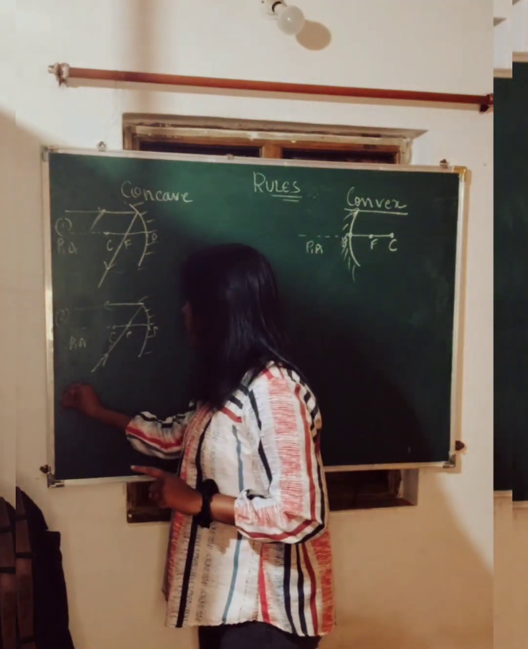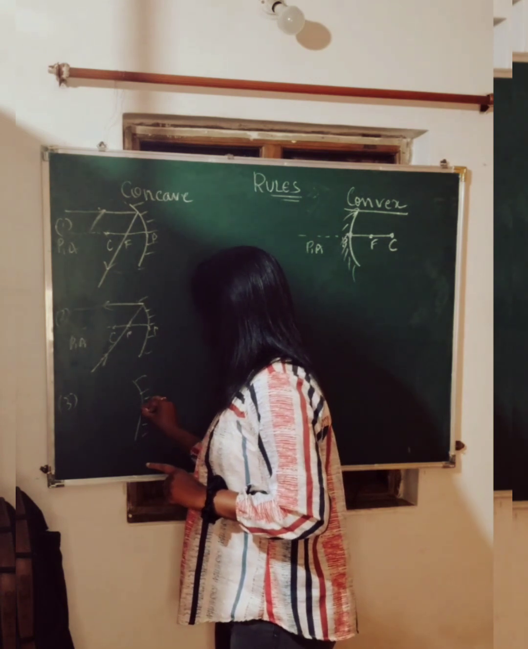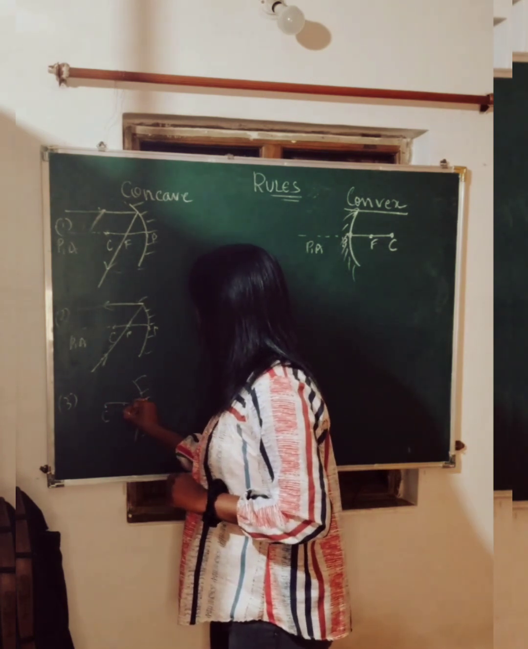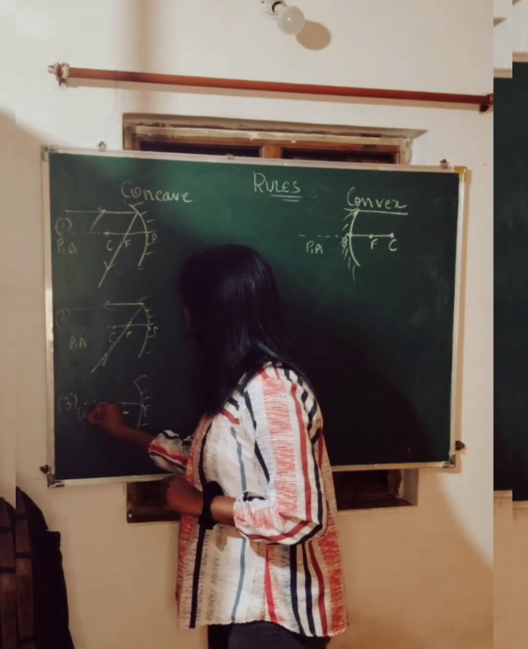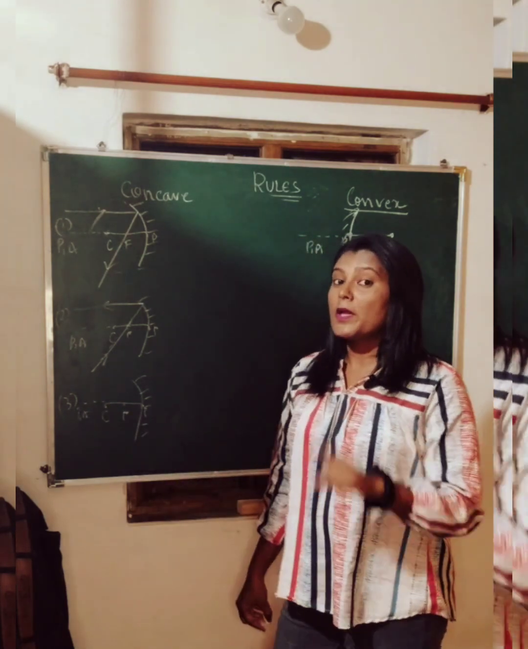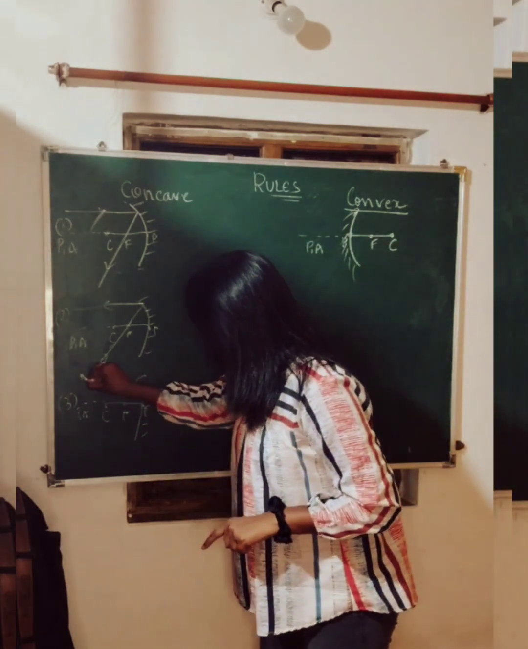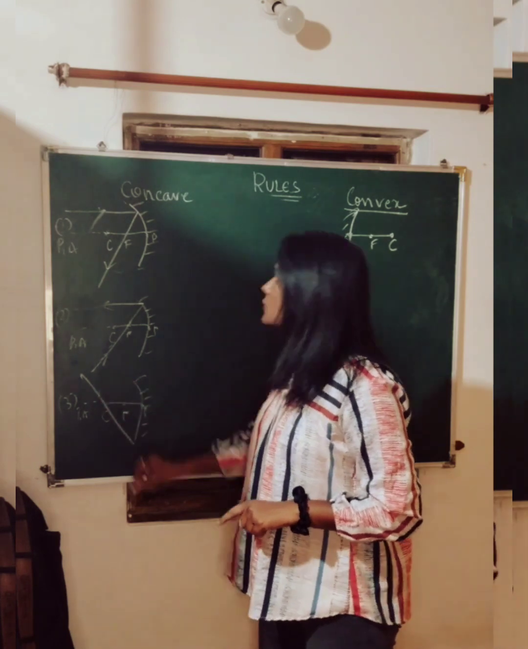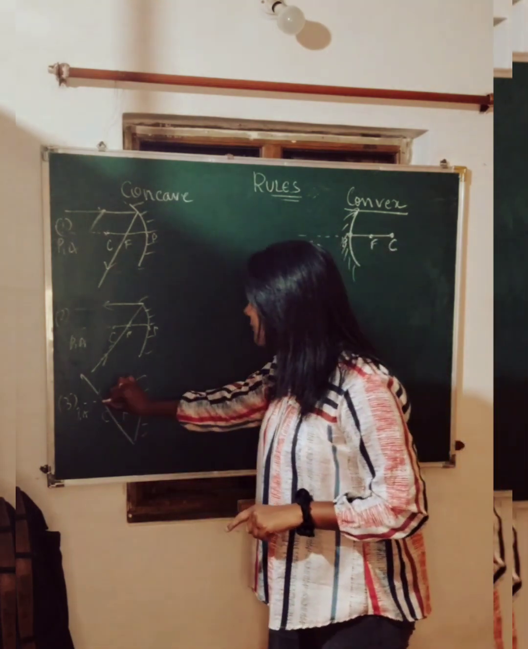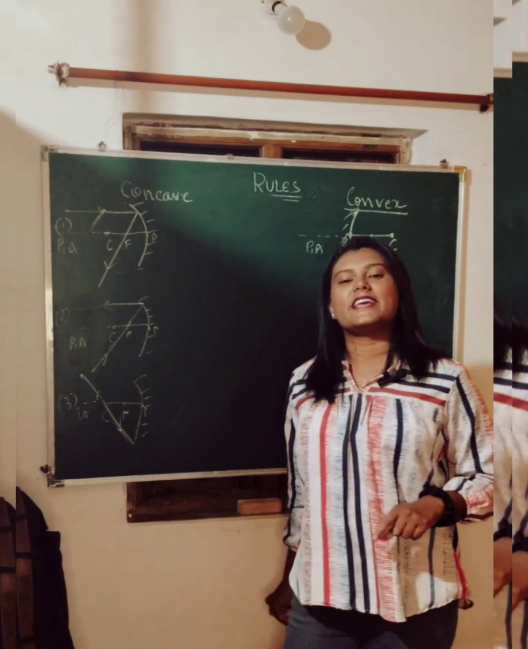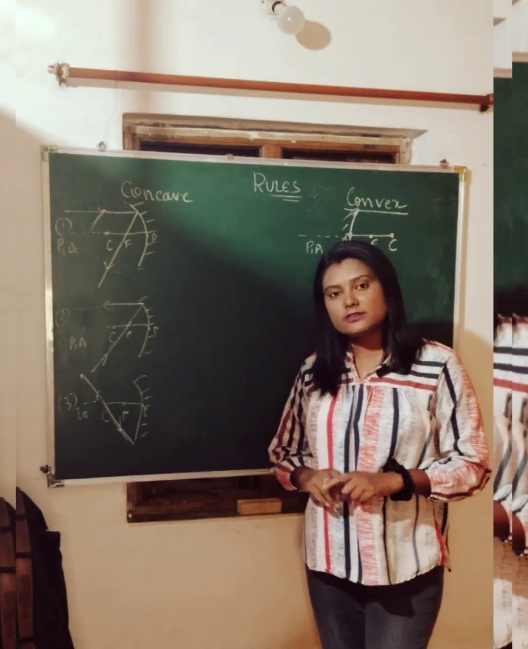Let us study the third rule. This is going to be your pole, this is going to be your center of curvature, focus and then principal axis. If an incident ray passes through the center of curvature, if I consider this as an incident ray and it passes through the center of curvature, then the reflected ray comes back in the same direction. So this is your third rule.